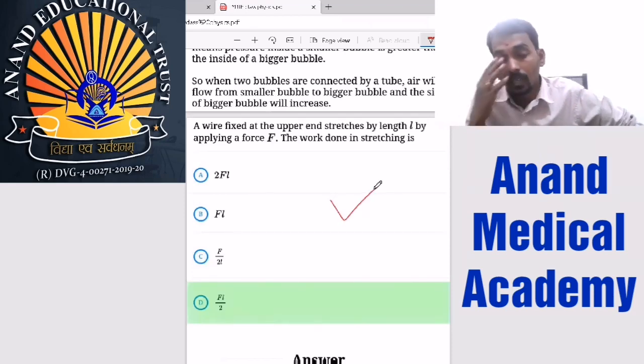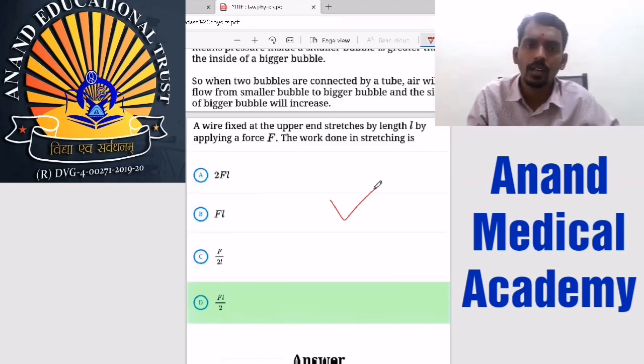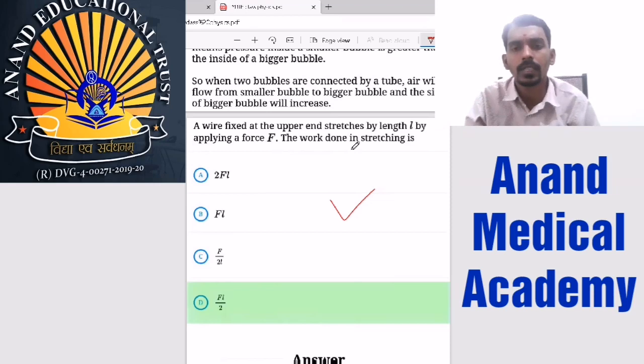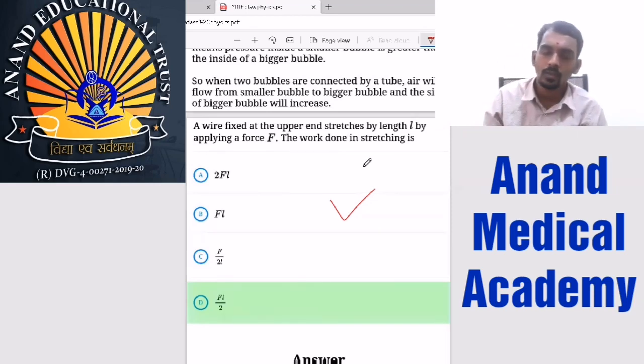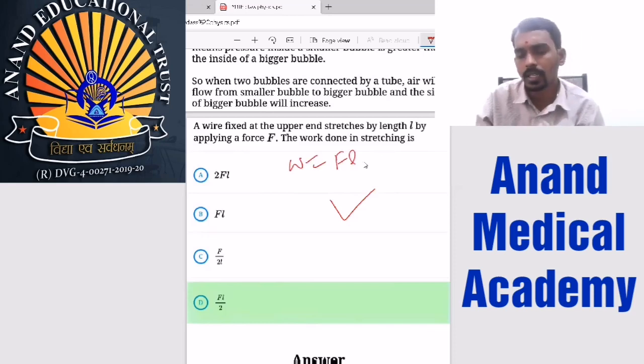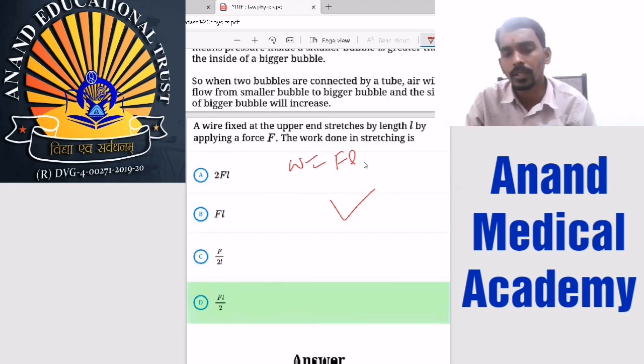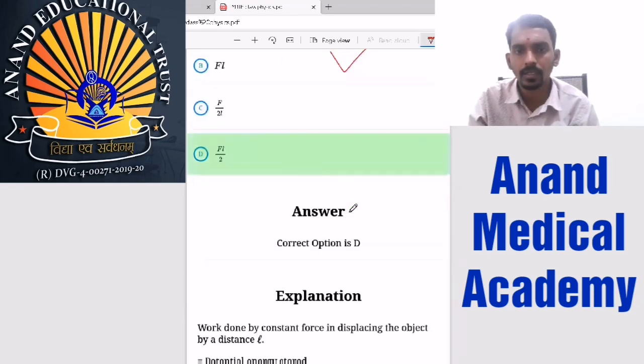Now this is based on the surface tension. So work done equal to surface tension into change in area. Here a wire is fixed at the upper end and stretches by a length L by applying a force. The work done in stretching. Here work done is directly force into displacement, F into L, but here a liquid surface will be there which has two lengths. That's why it will be different.